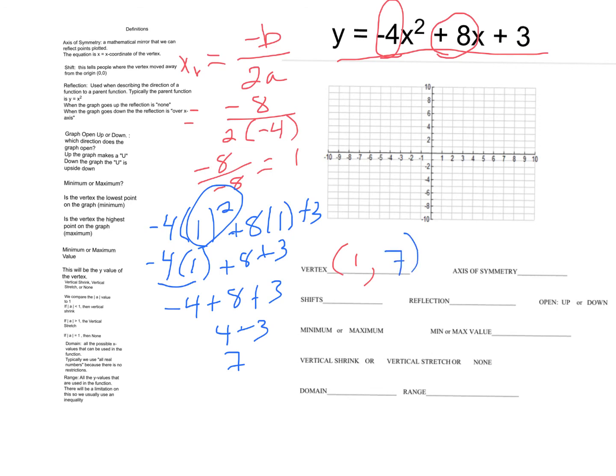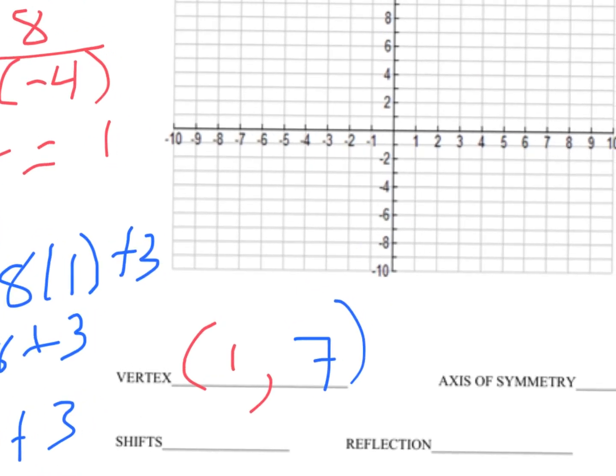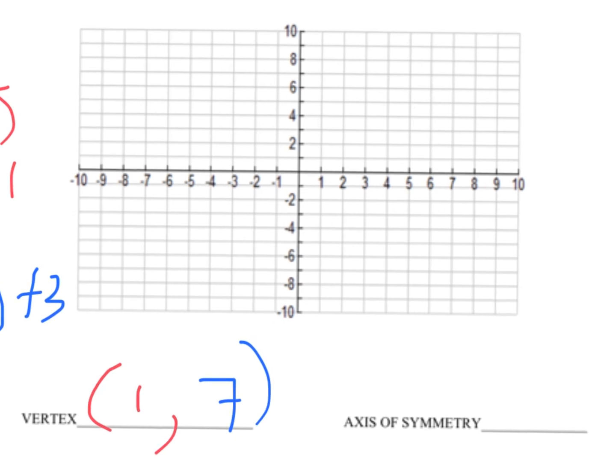So there's my vertex. Okay, so let's go to 1, 7, and we shall make our graph, our vertex coordinate. So 1, 7. There it is. Now again, let's not forget this time. We got to draw on the axis of symmetry. I won't forget it this time. So again, it's a straight up and down line through the vertex.